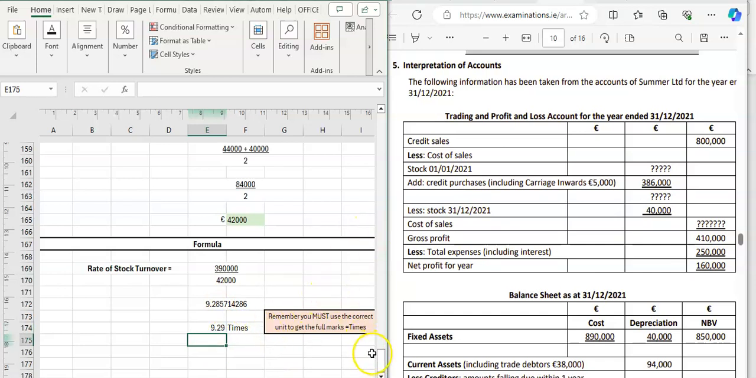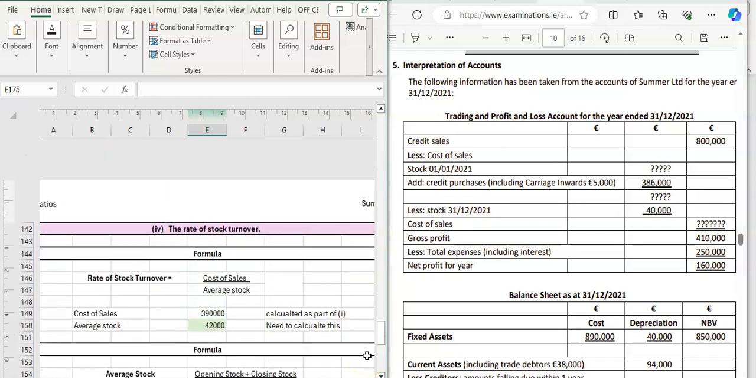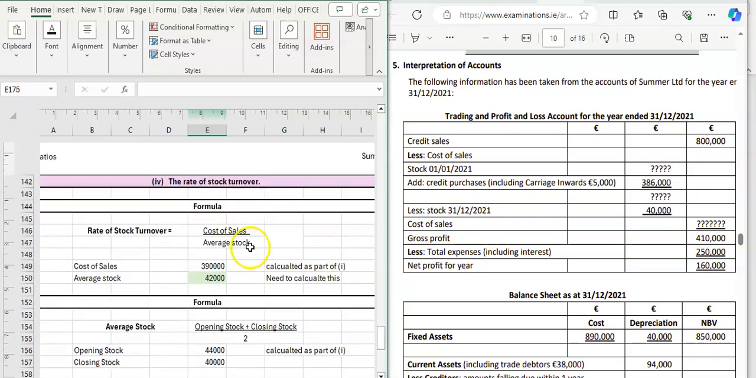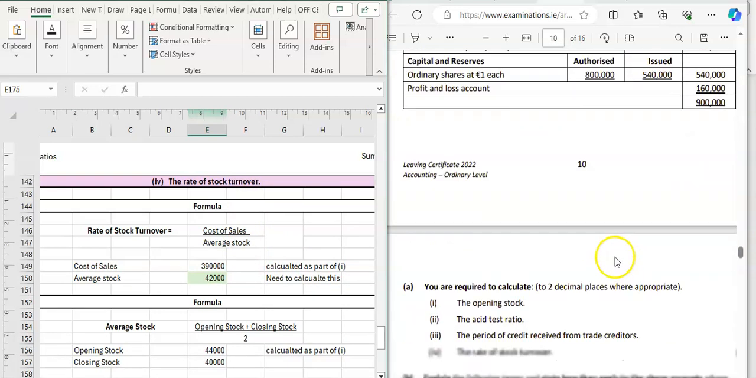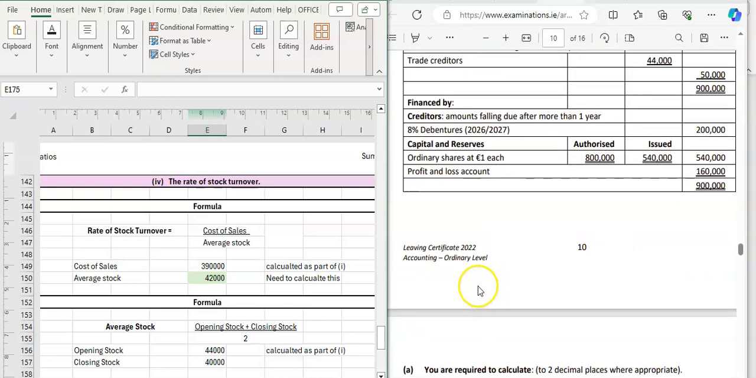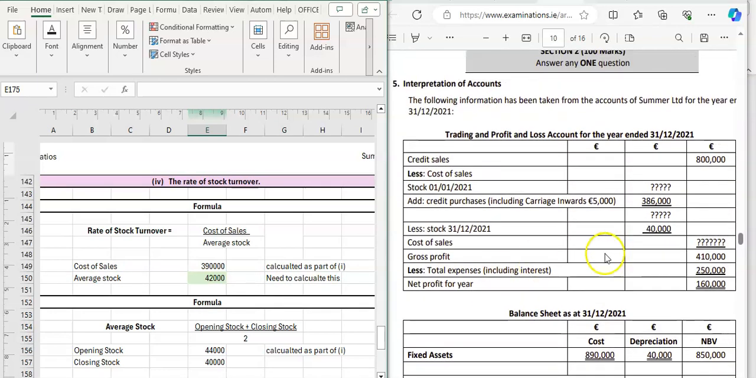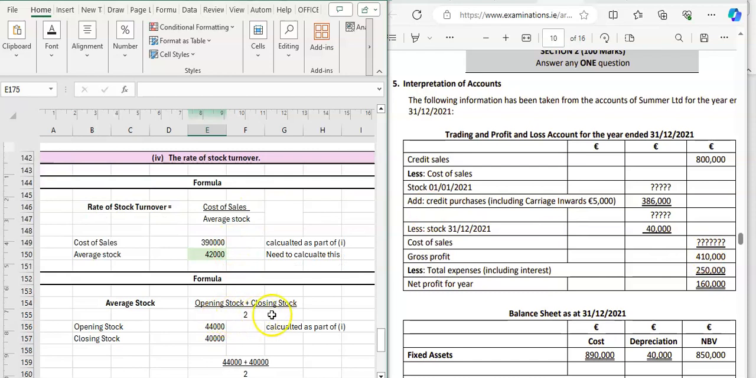So a little bit involved in that ratio. So with that ratio, we need to have cost of sales divided by average stock. This question, it didn't give us our cost of sales. So we had that calculated as part of 1. But if you have to calculate your cost of sales, remember, your cost of sales is your credit sales, take away your gross profit. And then we need to calculate our average stock, and your average stock is opening plus closing stock divided by 2.